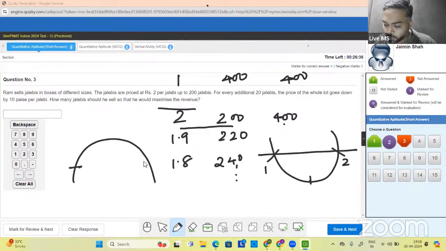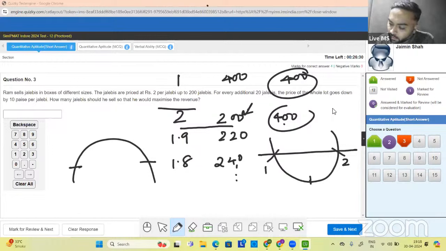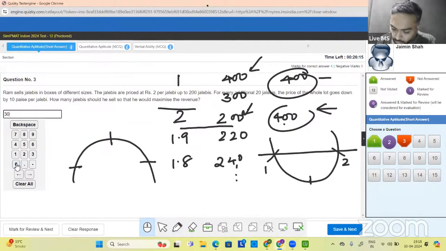So basically at 1 and 2, the values are coming 400 each. So when the jalebis are 200, the price is 400. When the jalebis are 400, the price is another 400, which means it will be maximum when the jalebis will be exactly in the middle. The maximum point should be at the middlemost value, right? So 300 should be my answer in that case.